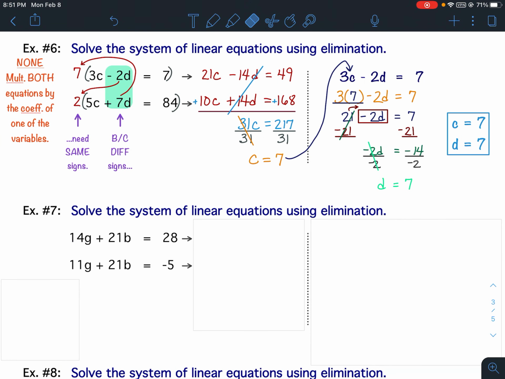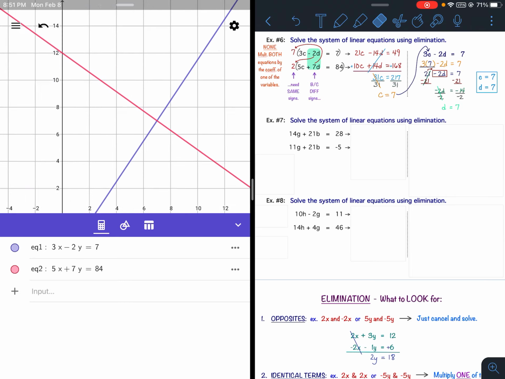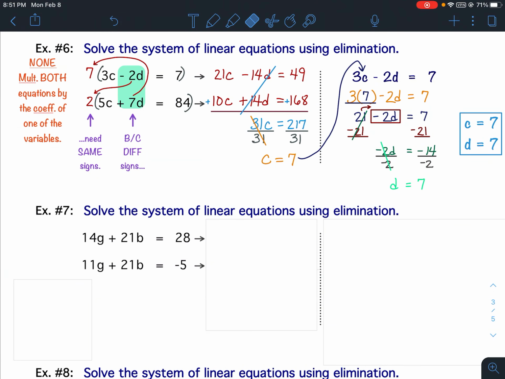Let's see if we are correct. For the c, I made those x's and the d's were y's. So if I plug those equations in, there we go. There's the two where they intersect. What's the intersection? 7, 7. So we are correct. Please make sure you have everything written down for number 6. If you have any questions, please do not hesitate to ask.